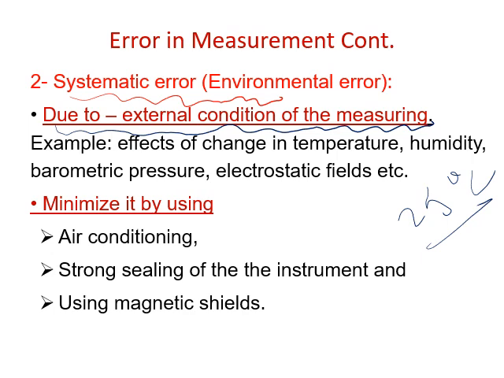How to minimize this kind of error? It's by putting the instrument in a good environment, like using it in air conditioning. If it's sensitive to temperature, for example, we put it in air conditioning. Also strong sealing for the instrument to avoid any dust going inside it, because it's going to affect its measurement. And using magnetic shields, because sometimes some instruments are affected by the magnetic field. So we put a shield to keep the magnetic field out of the device, not allowing it to affect the device.